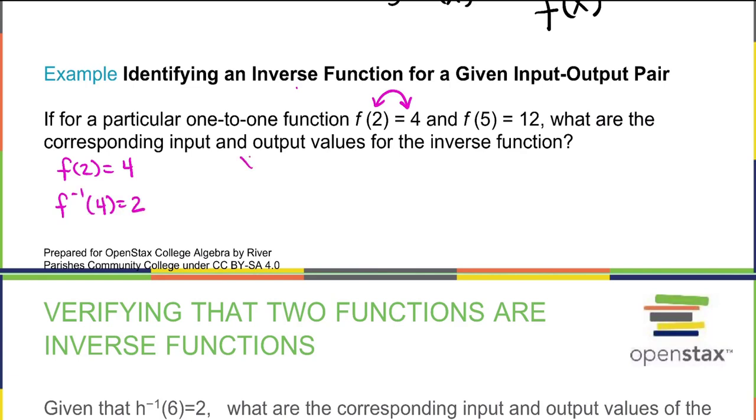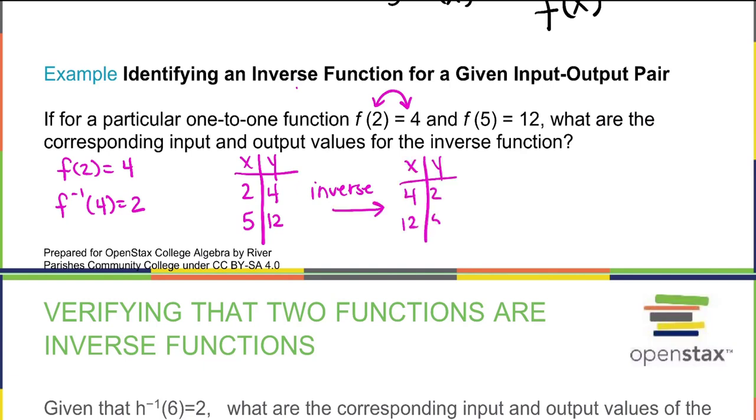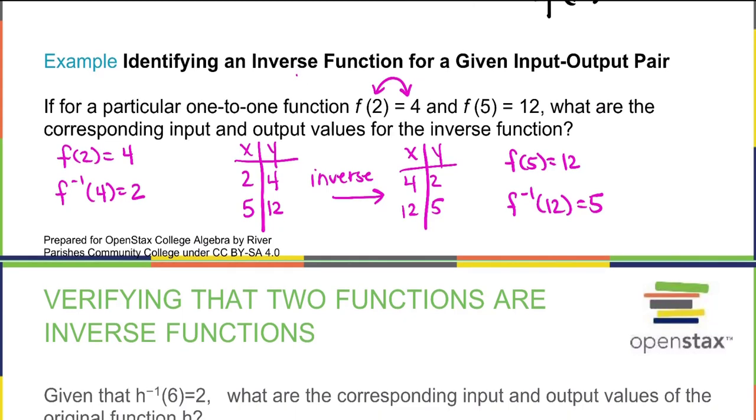It's basically just like if I had the points (2, 4) and (5, 12), the inverse has points at (4, 2) and (12, 5). So basically you're just inverting the x and the y. So for the second one, for f of 5 equals 12, the inverse at 12 is equal to 5. So just flip-flop the x and the y when they ask you to do that.